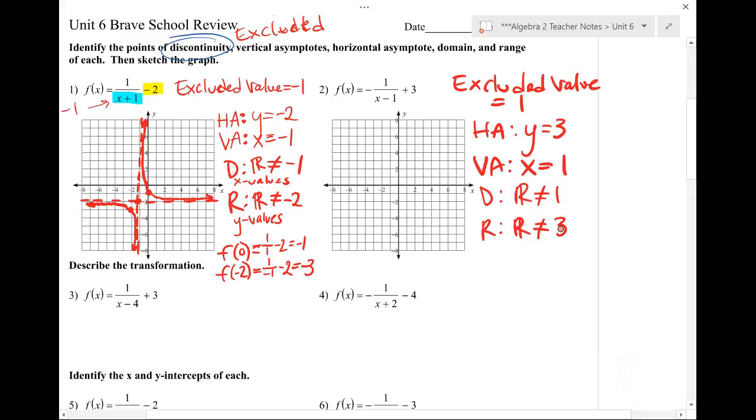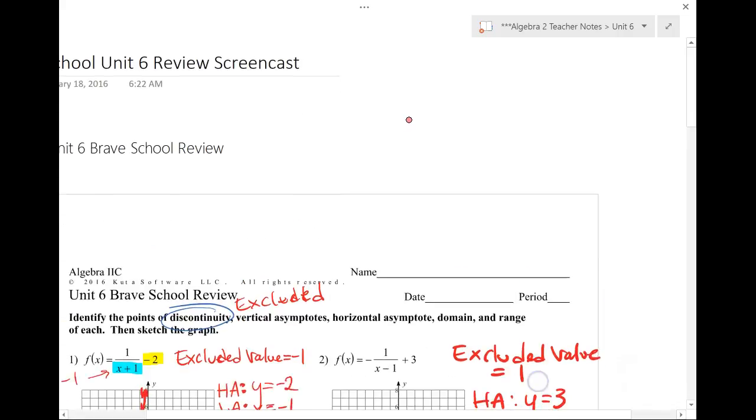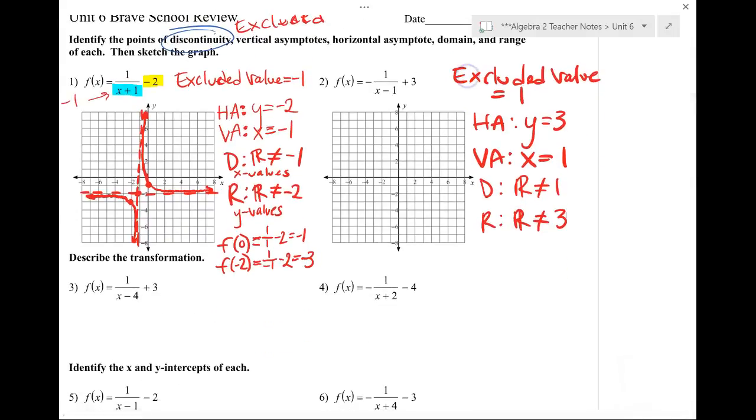So now let's go ahead and graph this. Let's start with the vertical. We have a vertical asymptote at positive 1, and our horizontal asymptote at positive 3.